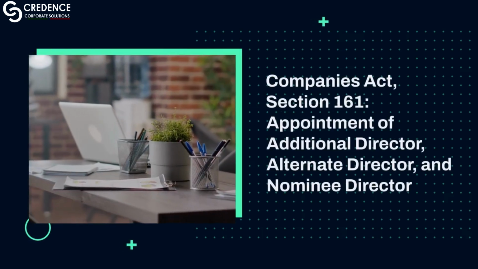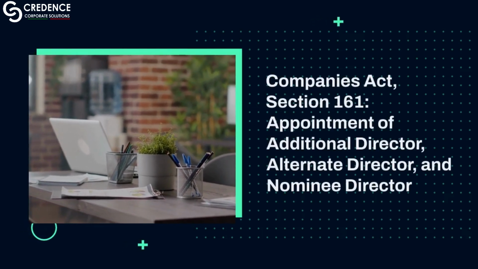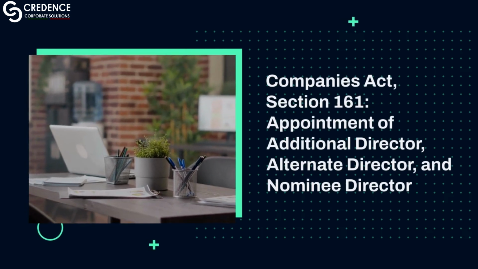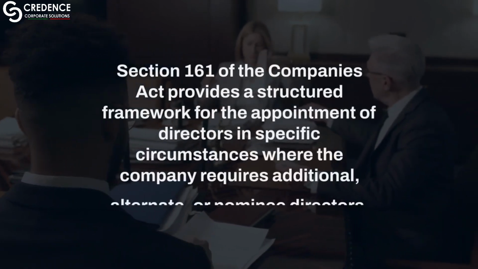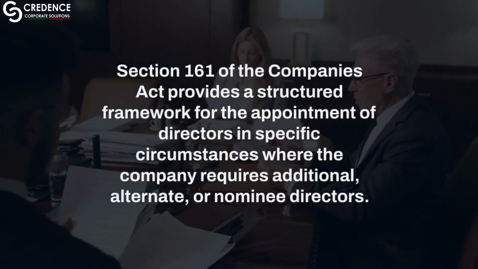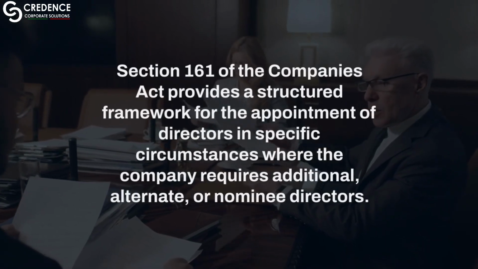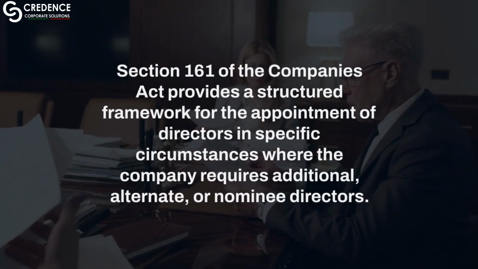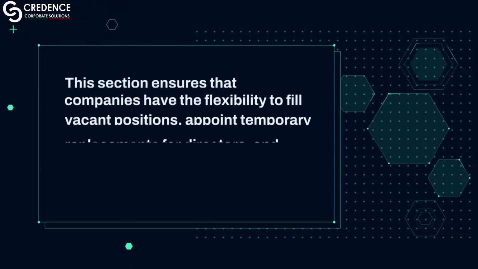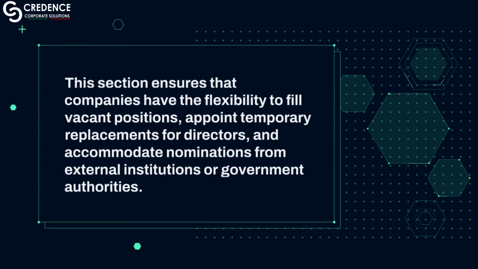Companies Act, Section 161, Appointment of Additional Director, Alternate Director, and Nominee Director. Section 161 of the Companies Act provides a structured framework for the appointment of directors in specific circumstances where the company requires additional, alternate, or nominee directors. This section ensures that companies have the flexibility to fill vacant positions, appoint temporary replacements for directors, and accommodate nominations from external institutions or government authorities.